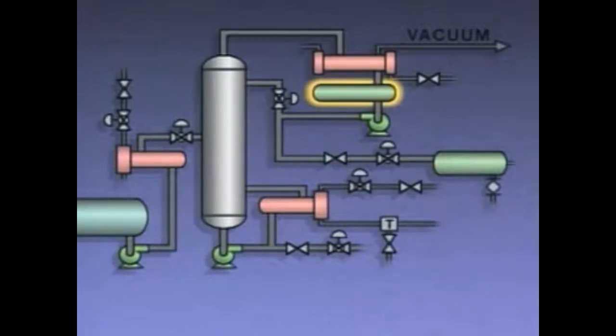Then, when the overhead product collecting in the receiver reaches a predetermined level, a level controller at the receiver automatically opens an overhead product takeoff valve. Overhead product flows to the storage tank.